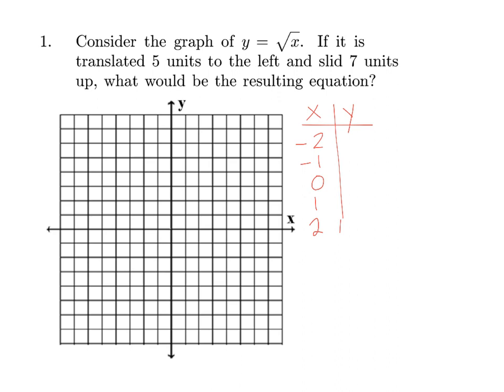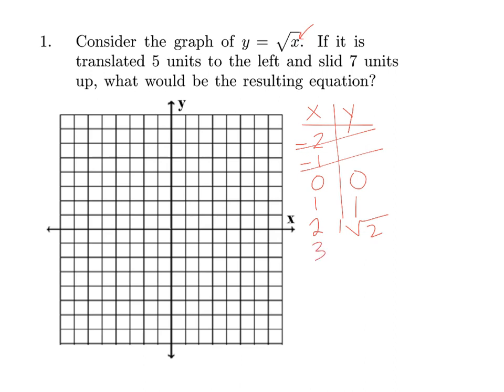All right, if you plug -2 into the square root of x, you can't take the square root of a negative number. So these points don't exist here. All right, but I'm going to start off with 0. Square root of 0 is 0. And then plug in 1 into the square root of x, and you get square root of 1, which is 1. And then plug in 2, and you get the square root of 2.